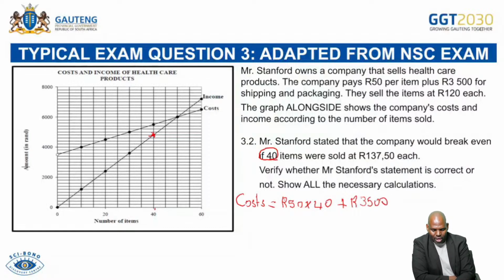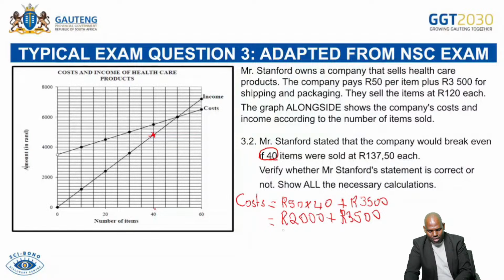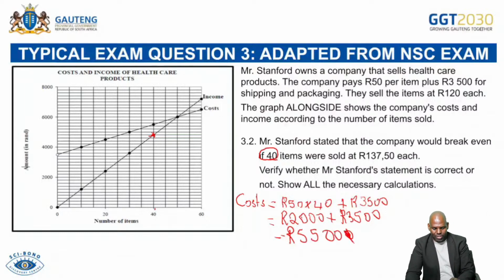Okay, so now they say the company pays 50 Rand per item plus 3,500. So now we want to calculate the cost. The cost will be, if I take 50, I multiply by 40, I get 2,000, plus 3,500. So 3,500, and in the end I get 5,500, which is the cost.